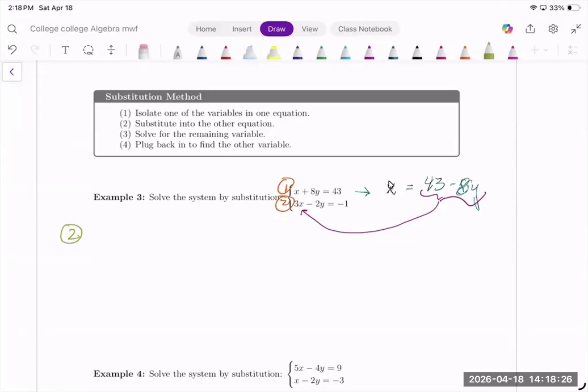So now with example 2, you move forward with substituting, hence the name, in the value of X, in this case 43 minus 8y, into X minus 2y equals -1. So now we have what we could have gone over like day 3 of class, a linear equation in one variable, which we love because now it's not too challenging to solve for y.